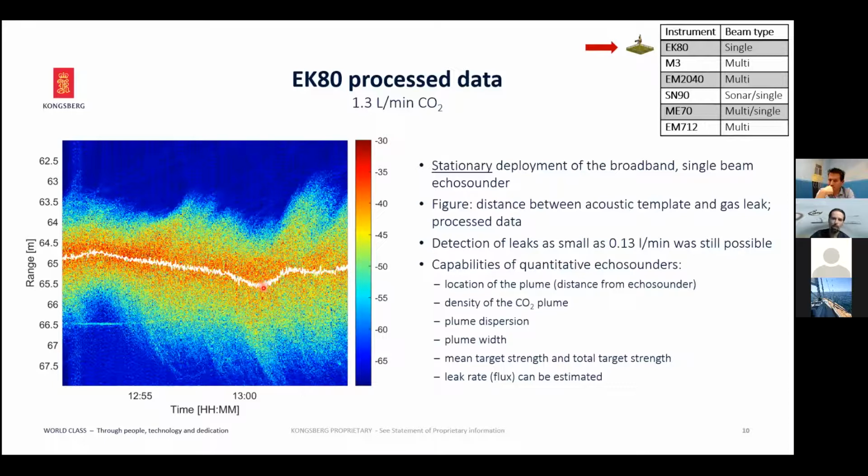You can also derive the target strength and the mean target strength and the total target strength. And you can also estimate the amount of gas that has been released.